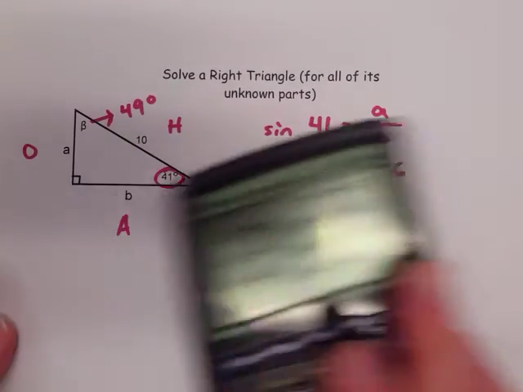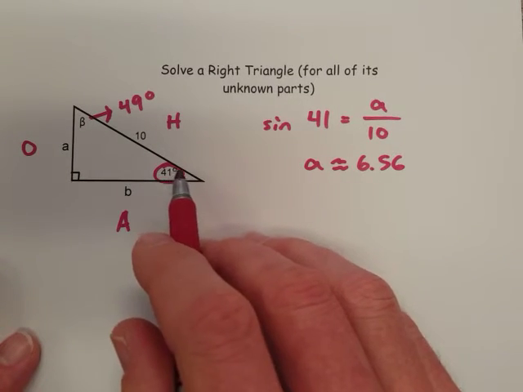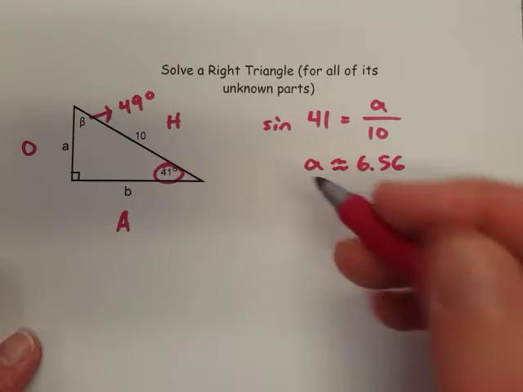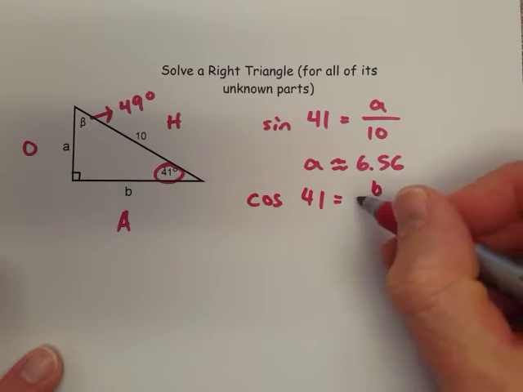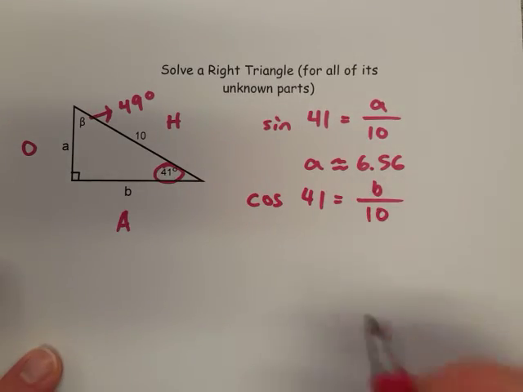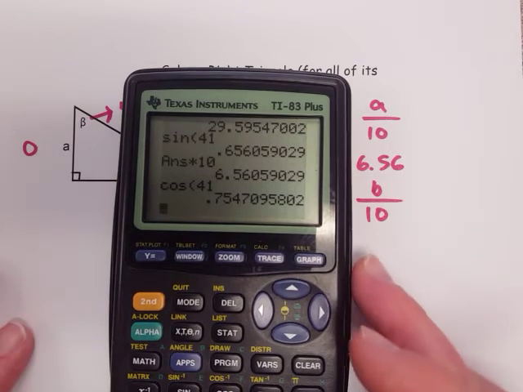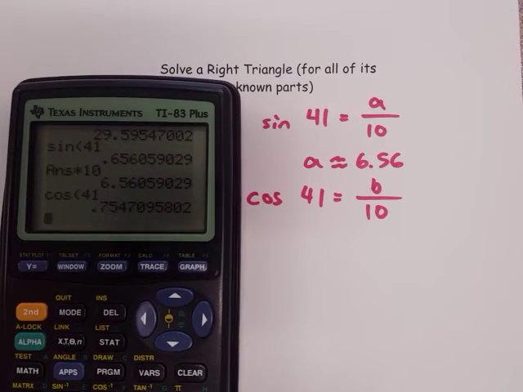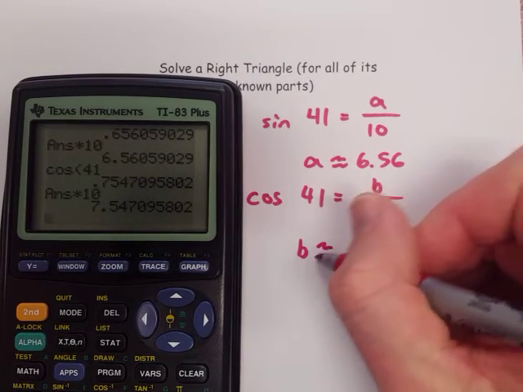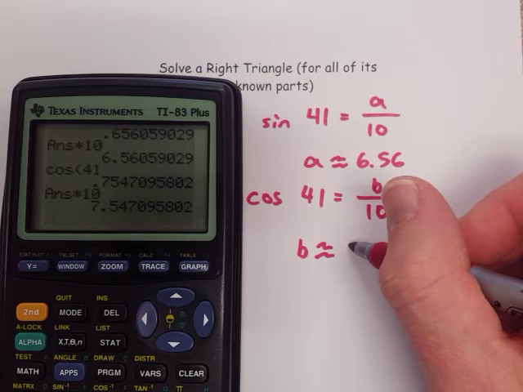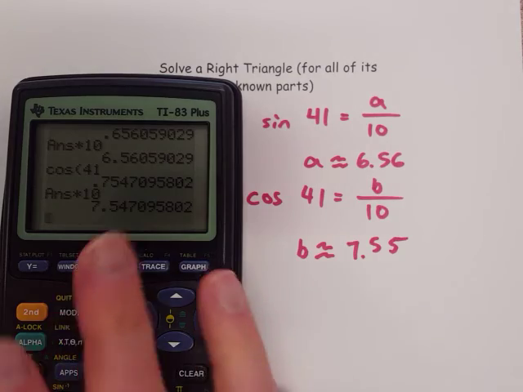All right, very similar is the way that we solve for B. Now with B, and we have 41 degrees, that's going to be adjacent over hypotenuse, so that's going to look like cosine of 41 equals B over 10. And so cosine of 41 is about 0.7547. Multiply that by 10, and we get B is approximately 7.55 in this case, rounding it.